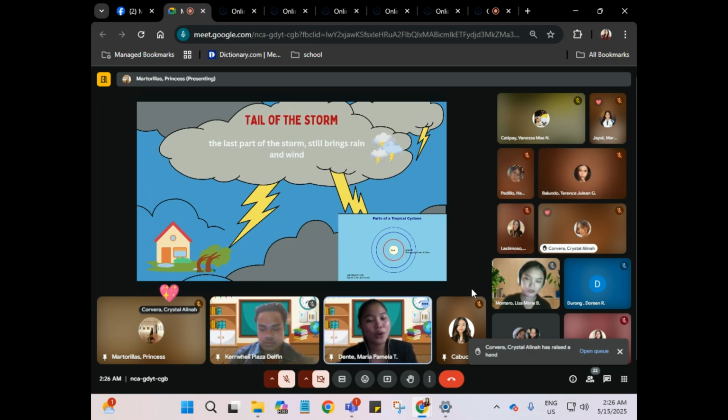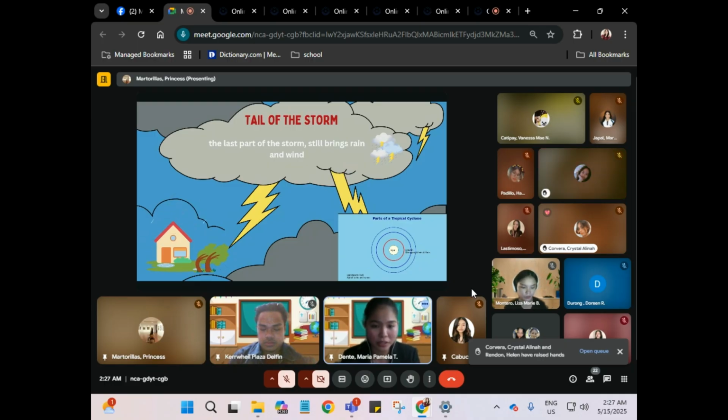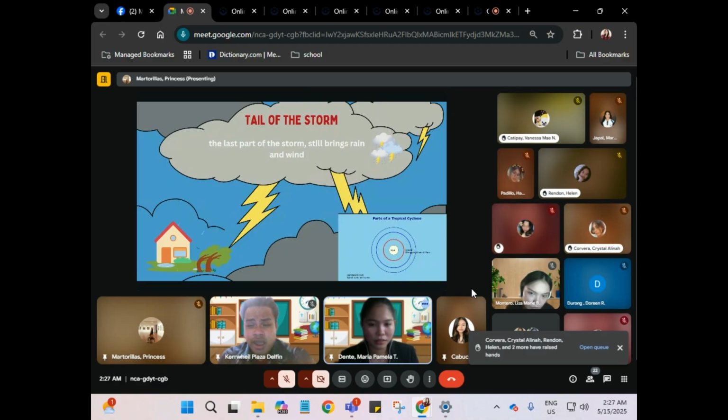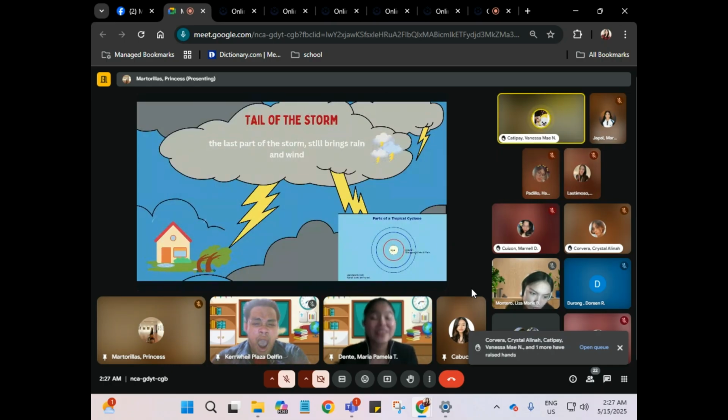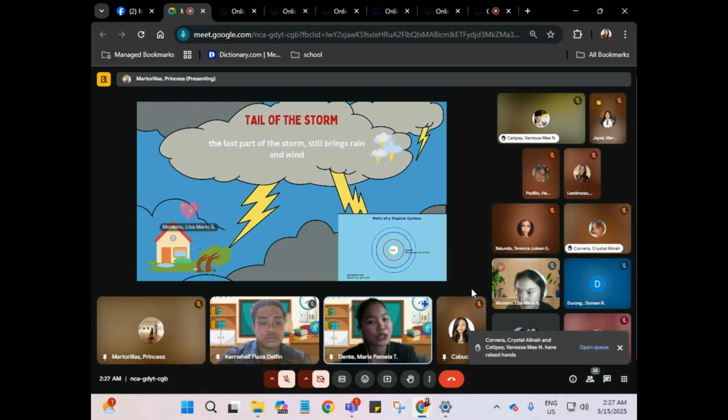Okay, so now who remembers what part has the strongest winds and rains? The middle. Can I have Katipay? The eye wall, teacher. Very good. It's the eye wall. So class, have you ever experienced a very strong storm or typhoon?